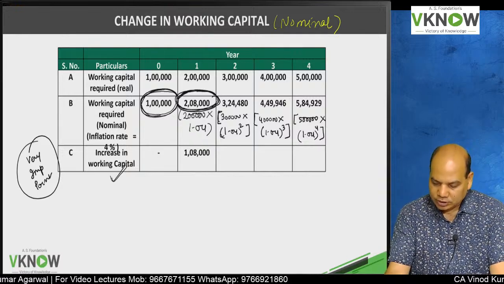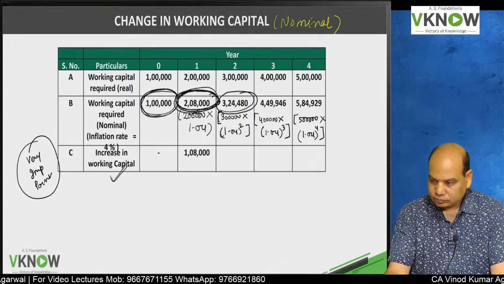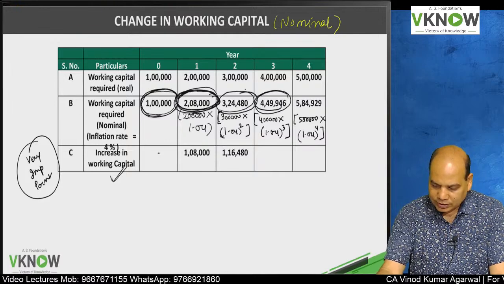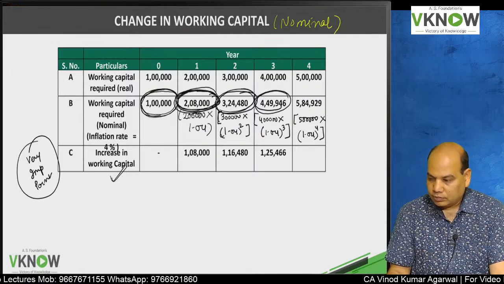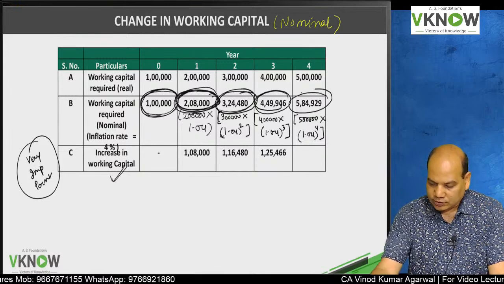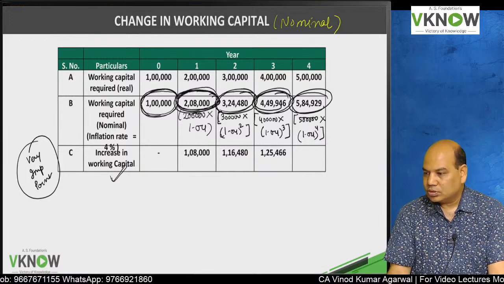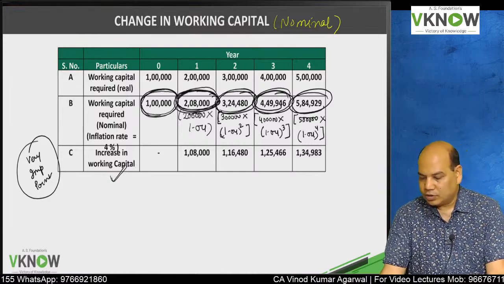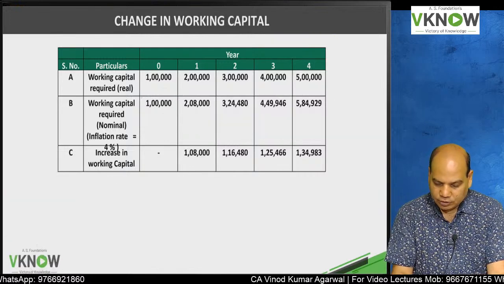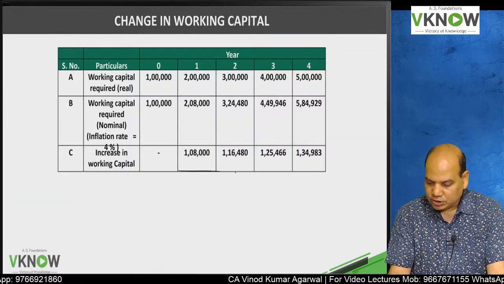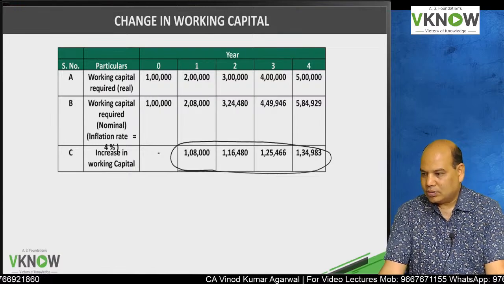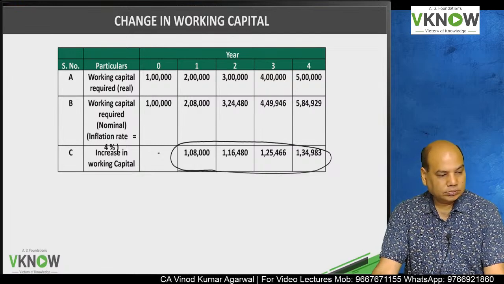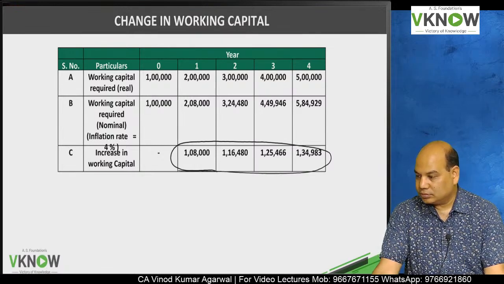Go to the next column, take this difference: 116,480. Go to next year, take this difference: 125,466. Very good. Next, take the difference of these two. Come on, reply. 134,983. I will request you to please check this yourself. Is it right? Yes.